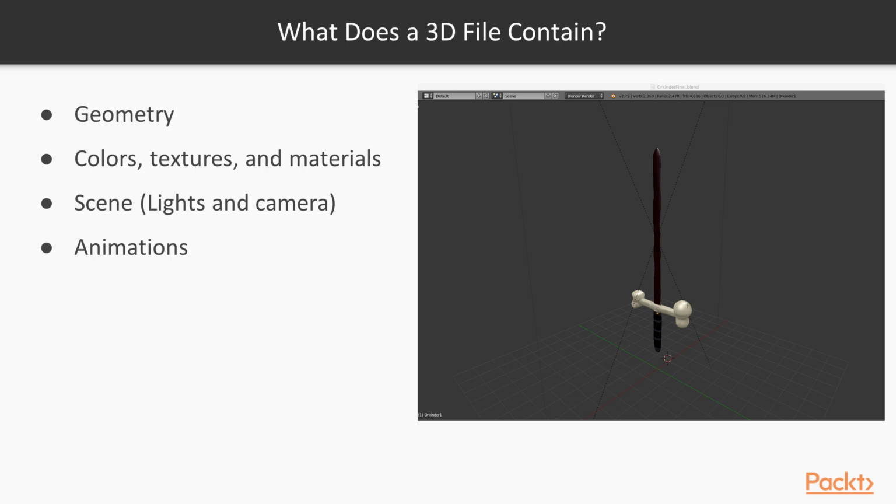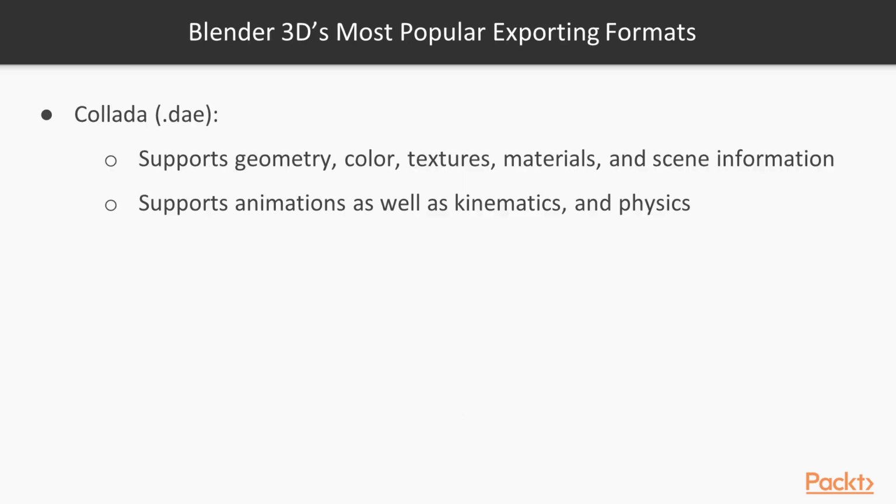So let's go ahead and jump into the most common ones for today. Blender also services all of these file types. These are the most popular exporting formats within Blender 3D and also throughout the 3D world, I guess you could say. First and foremost is Collada. This one is pretty popular. It saves everything you would really need in order to transition from Blender to another 3D program. It supports geometry, it saves your color, textures, and materials, and it also saves scene info, like your lights and your camera, and it also supports animations.